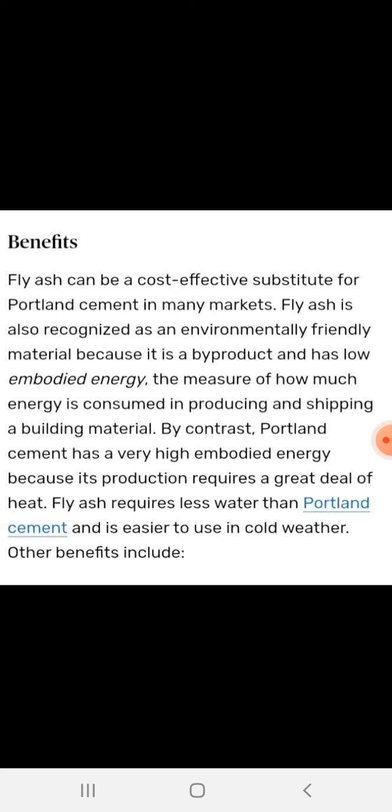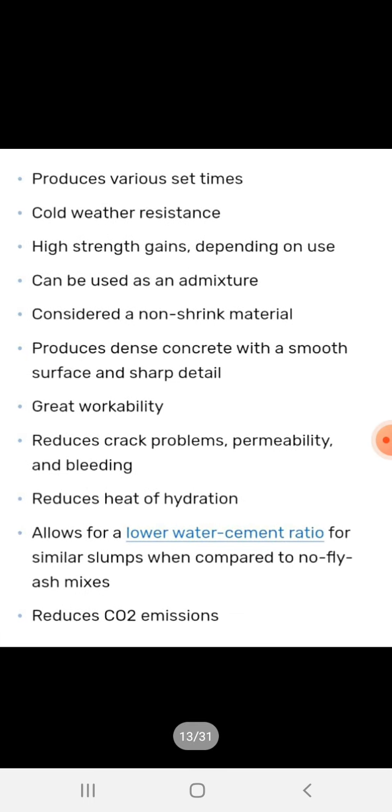Other benefits include cold weather resistance, high strength gains depending on use, can be used as an admixture, considered a non-staining material, produces dense concrete with a smooth surface and sharp detail, great workability, reduces crack problems, permeability and bleeding, reduces heat of hydration, allows for a low water-cement ratio for similar slumps when compared to no fly ash mixes, and reduces carbon dioxide emissions.